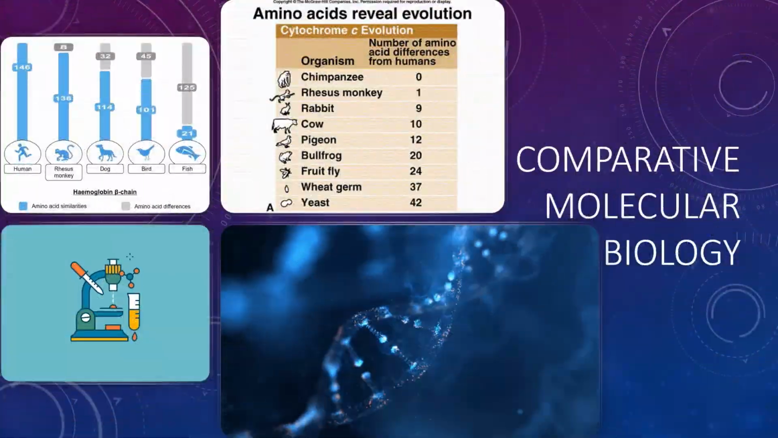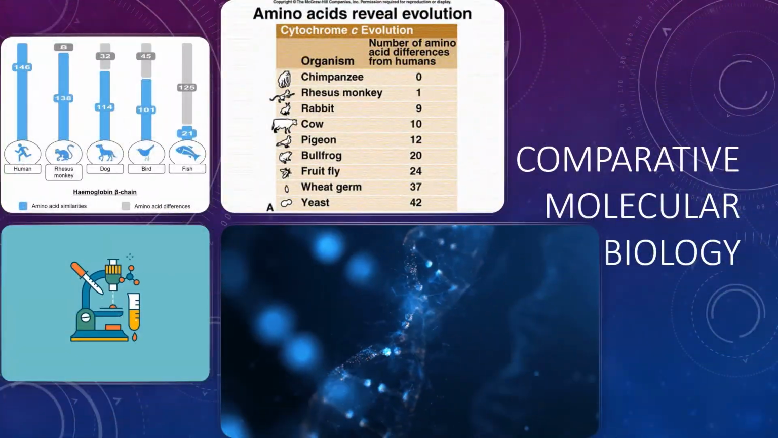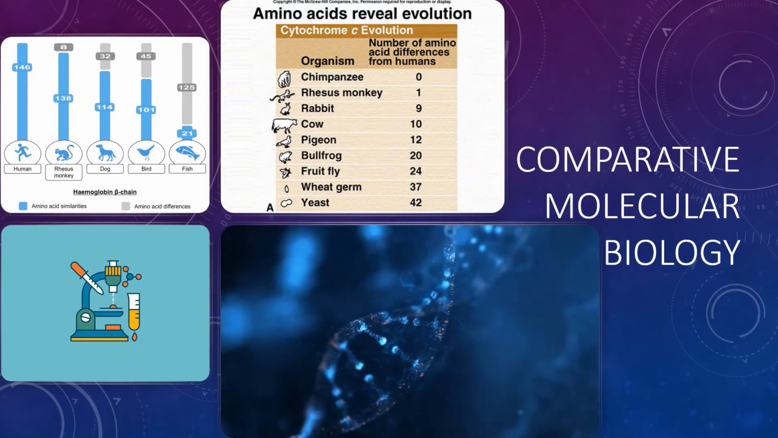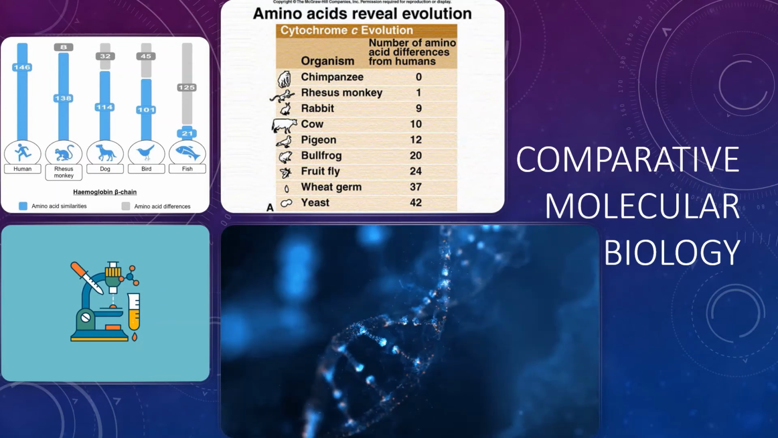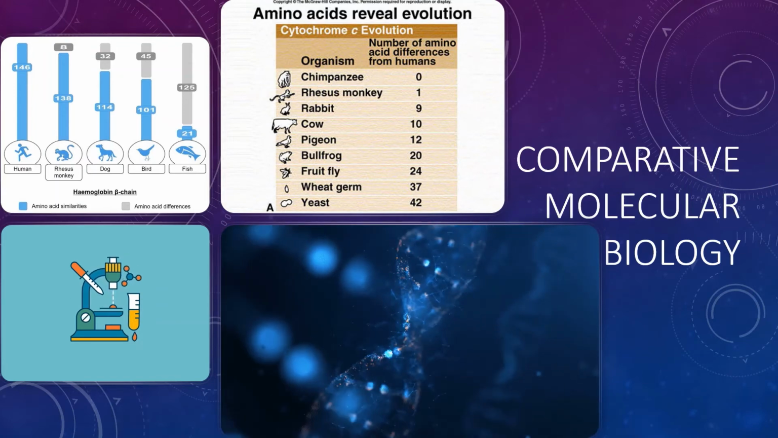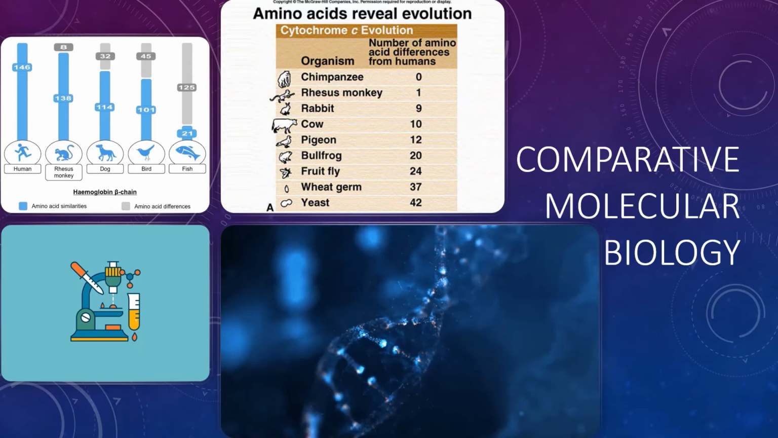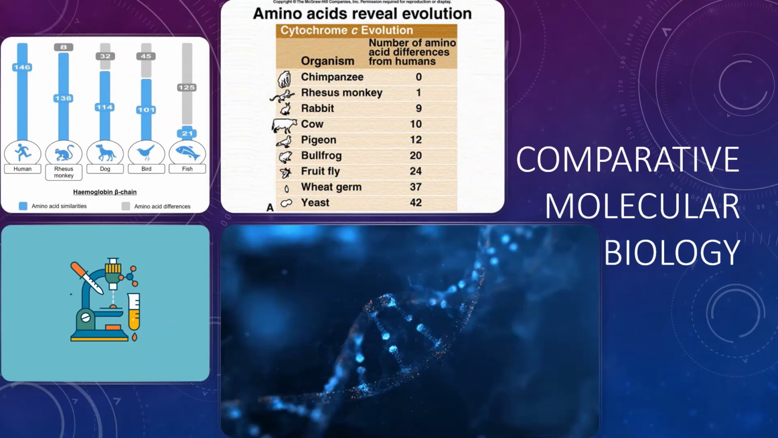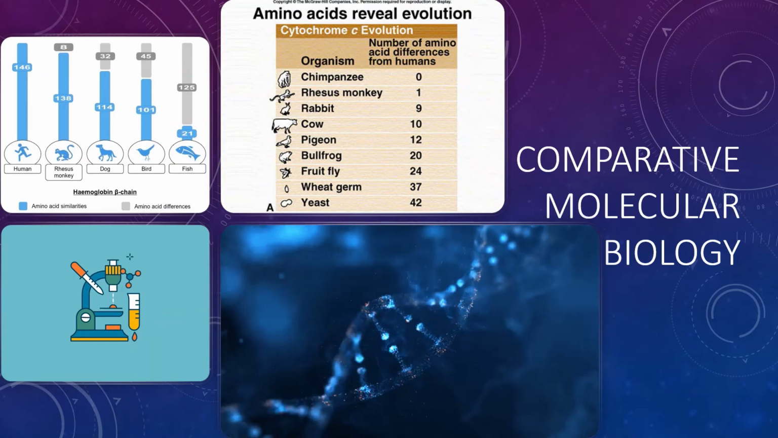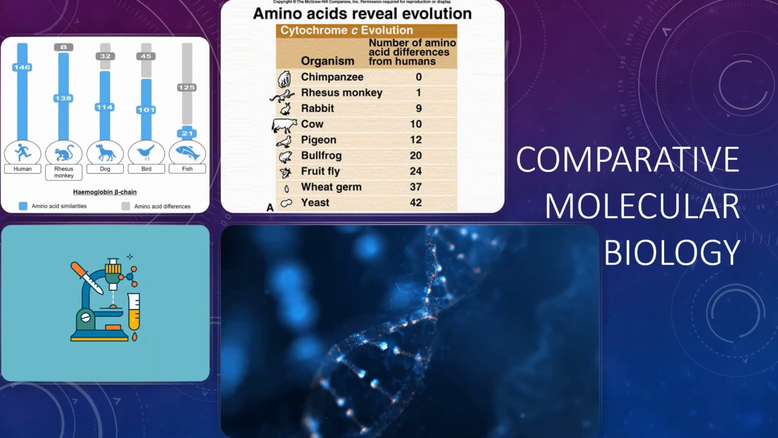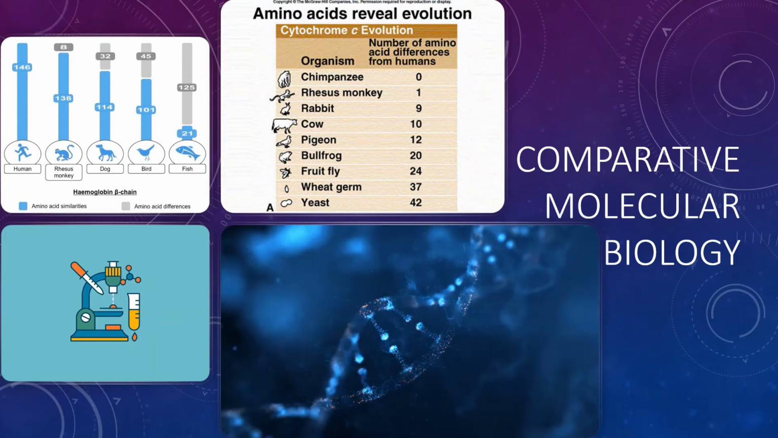Then the last evidence is comparative molecular biology. This is the most accurate way to determine how closely related certain species are to one another. The reason it's the most accurate is because you're literally analyzing their DNA and looking for molecularly how many differences there are. You can also do this for particular traits.